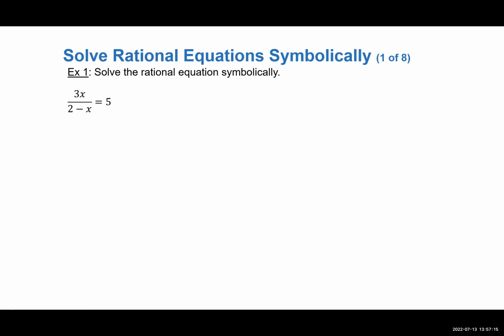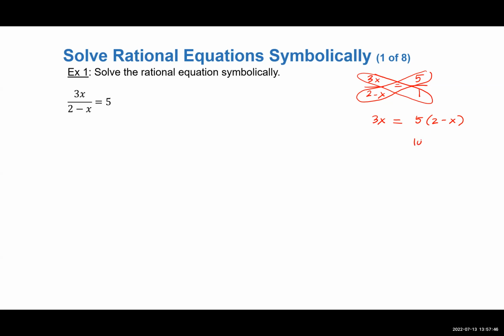The way we're going to do this is basically, like we said in 4.6, we could set this up as a ratio. So one option is to say 3x over 2 minus x equals 5 over 1. By cross multiplying, we get 3x times 1 is 3x equals 5 times 2 minus x. Now, when you multiply by variables, you do run the risk of having extraneous solutions, so we will have to check our work in the end.